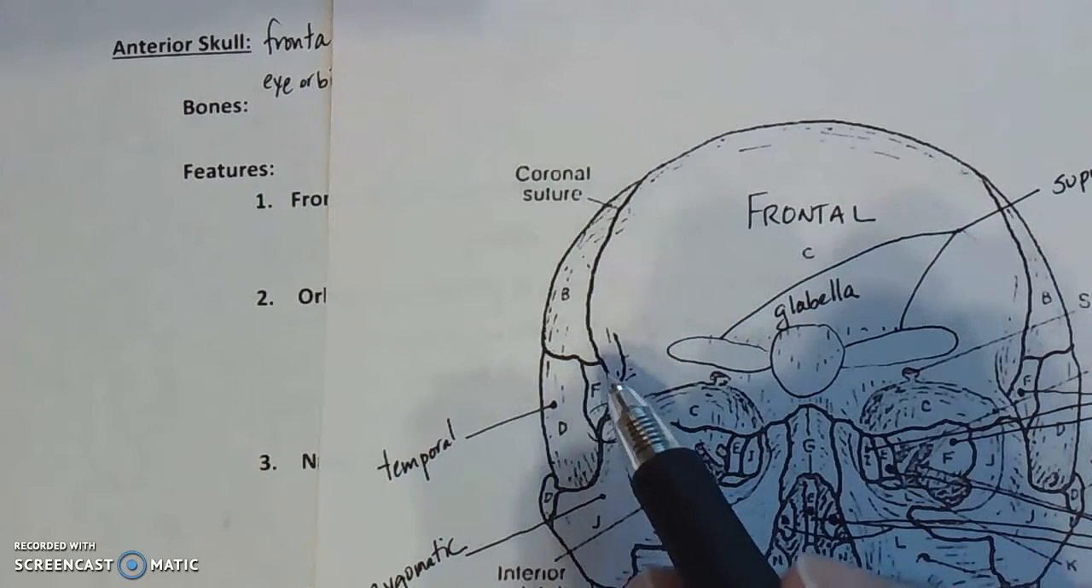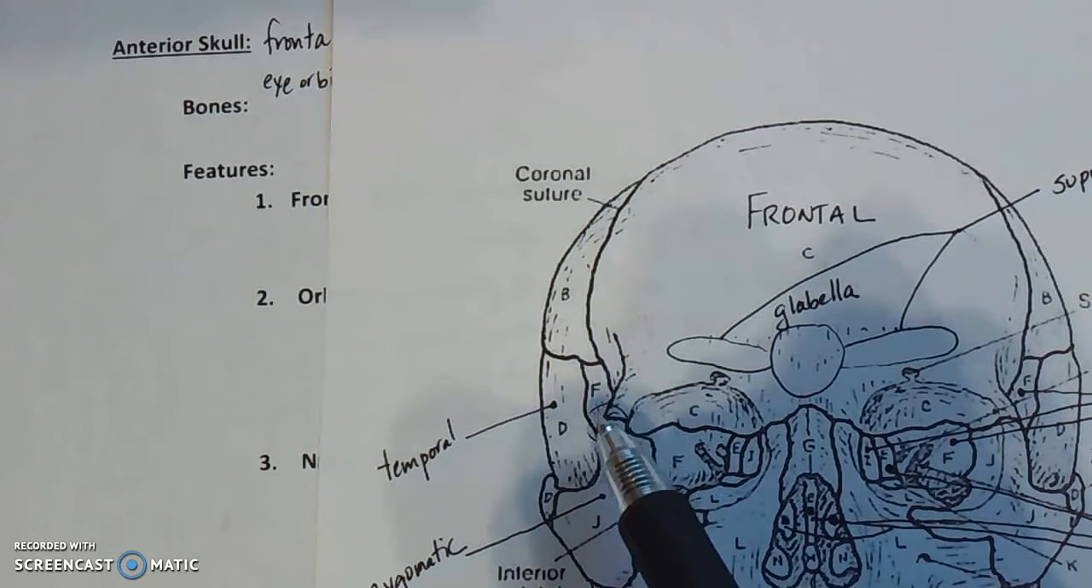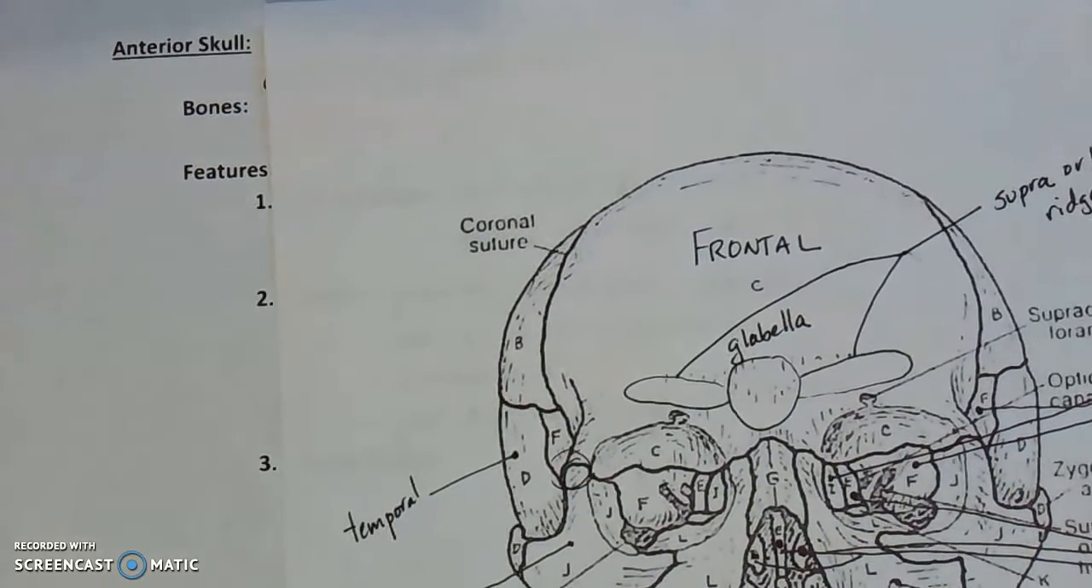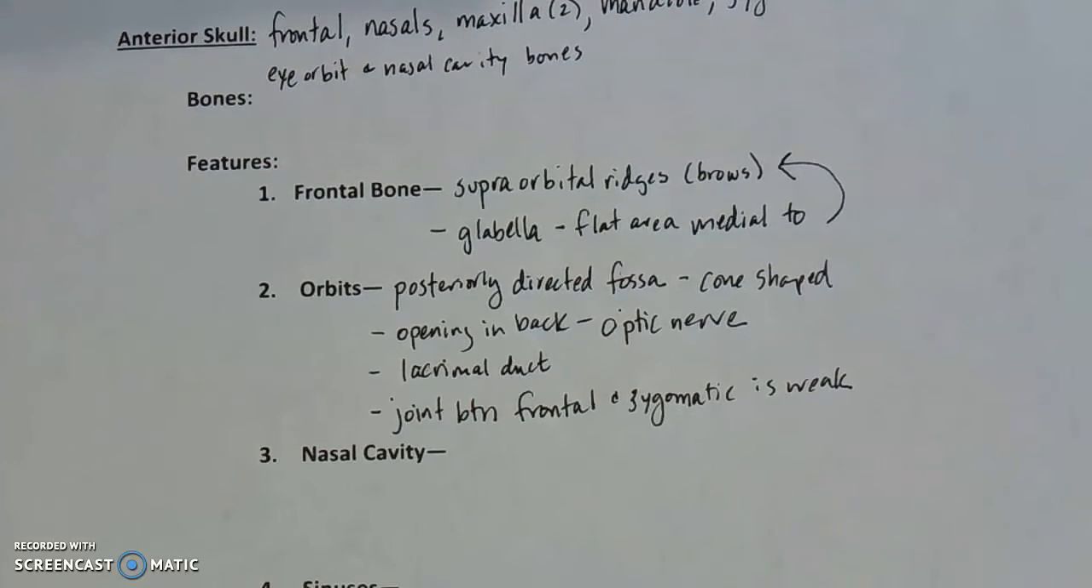This area of the temporal right here, where the sphenoid comes in, is also a thin area. And if somebody is struck very hard here, it can actually be fatal. So those are a couple weak spots.